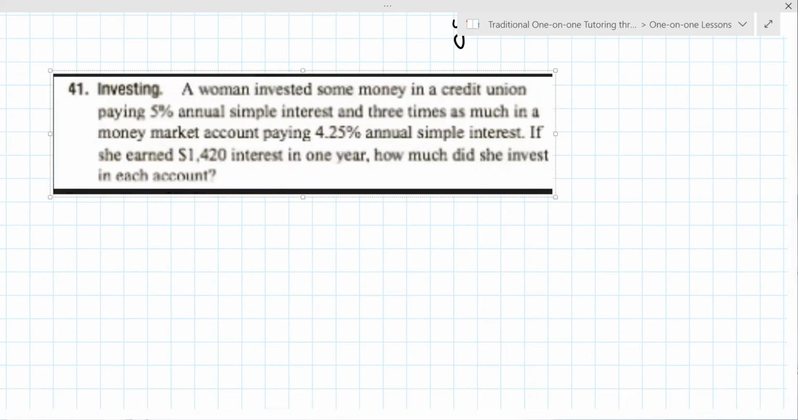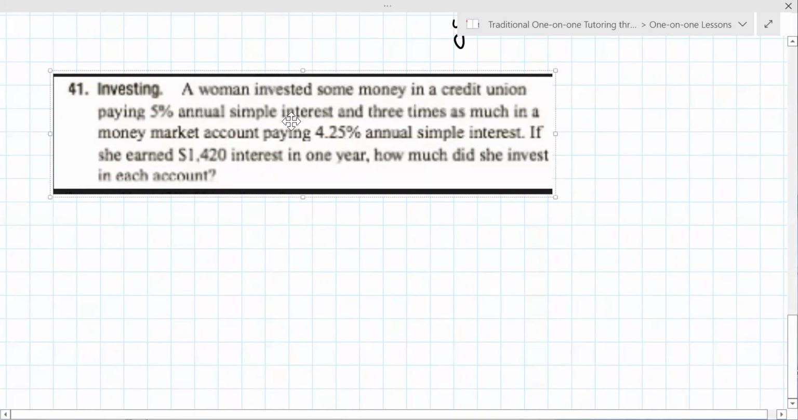Because the other ones maybe could have done without it. But a woman invested some money in a credit union, paying 5% annual simple interest, and 3 times as much in a money market account, paying 4.25% annual interest. If she earned $1,420 interest in 1 year, how much did she invest in each account?